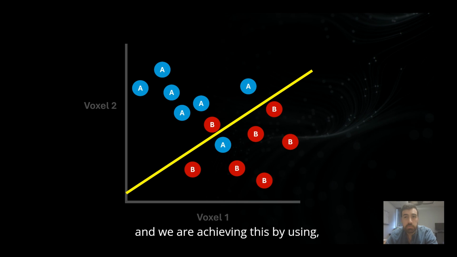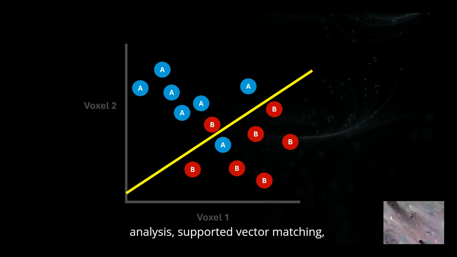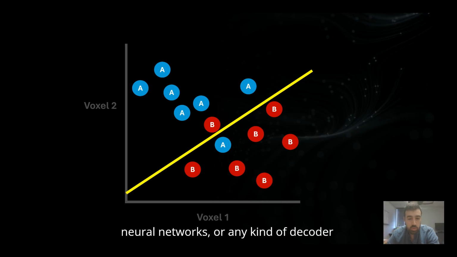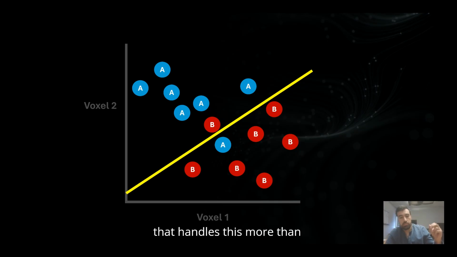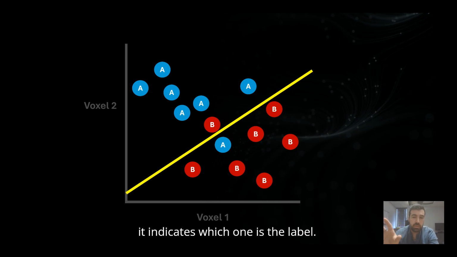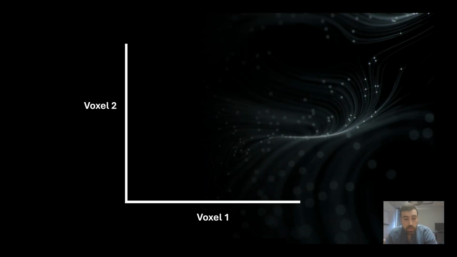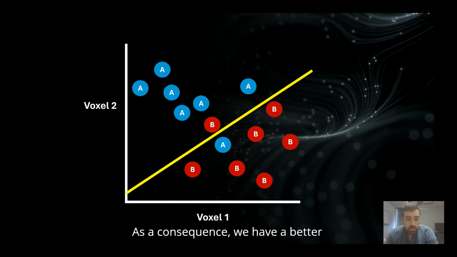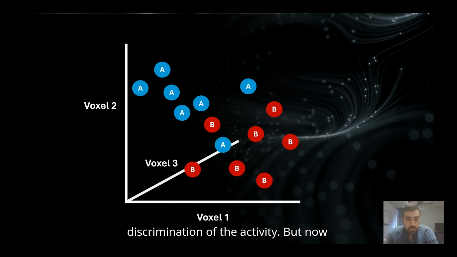We are achieving this by using, for example, a linear discriminant analysis, a support vector machine, neural networks, or any kind of decoder that handles more than one input, and whose output indicates the label, let's call it label A or label B. As a consequence, we have a better discrimination of the activity.